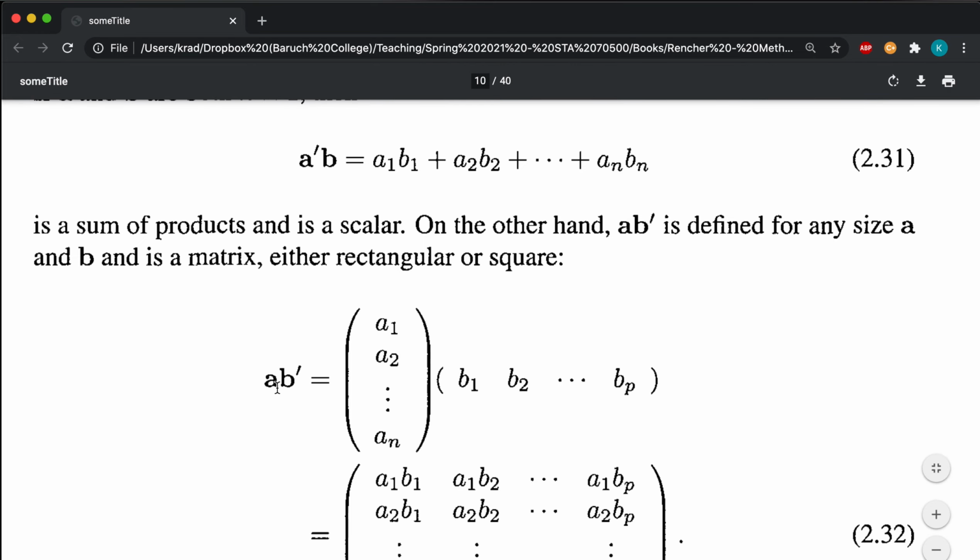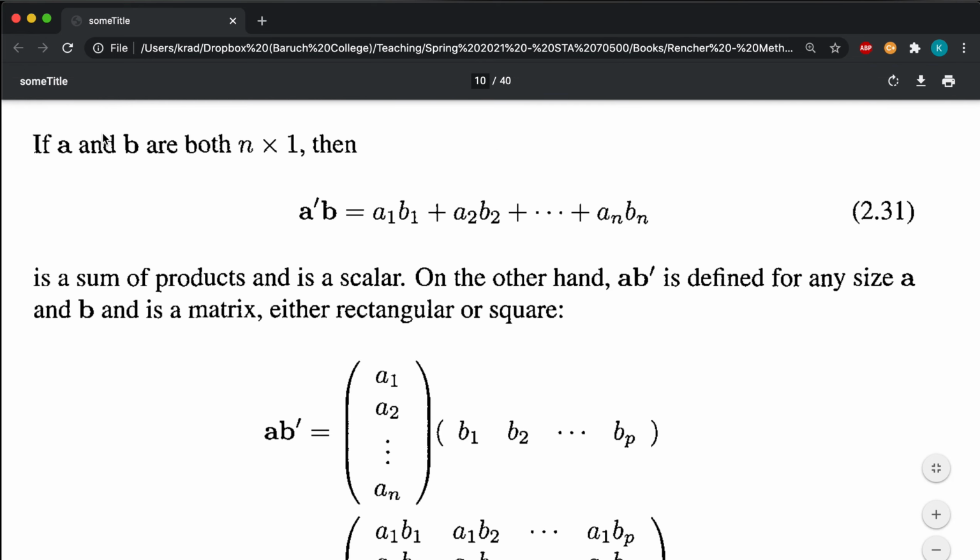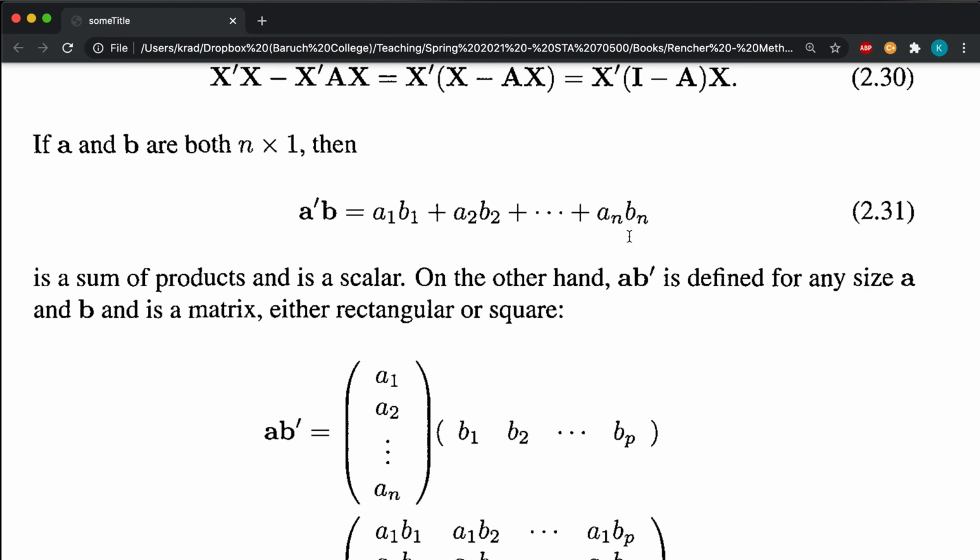So in general, if we have a vector A, we call it A1, A2 to AN, and B1 to BP, and this is B transpose, so it's a row vector. But imagine A and B are both n by 1. So you have n rows, 1 column. Then A transpose B is just first elements multiplied plus second elements multiplied, and so on, plus nth elements multiplied. So it's the sum of the products, so it's a scalar.